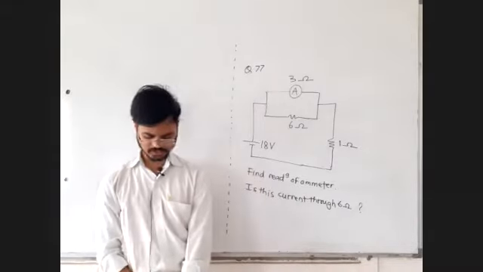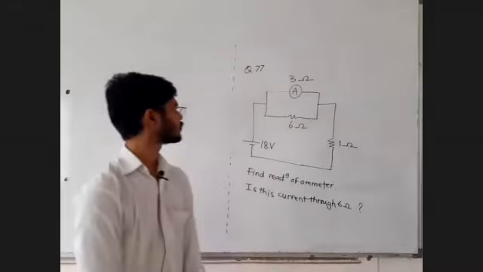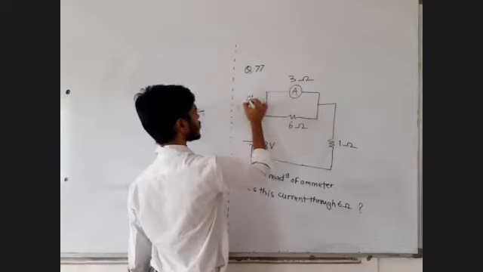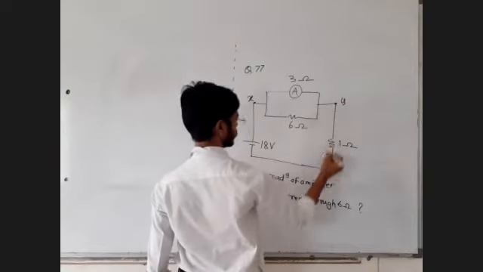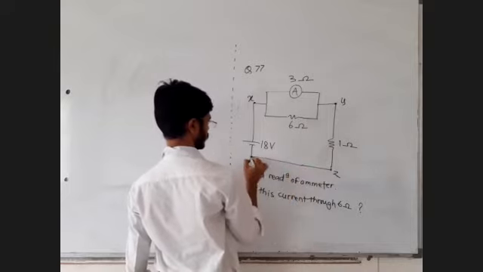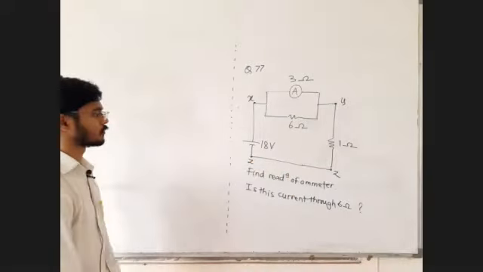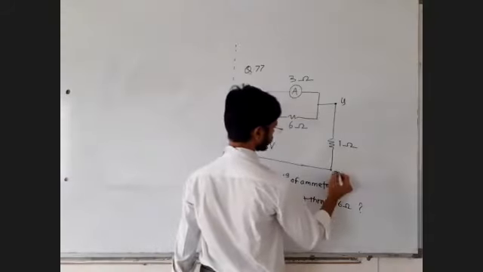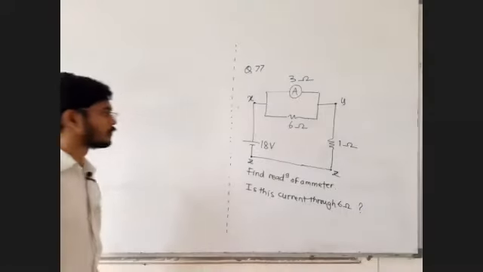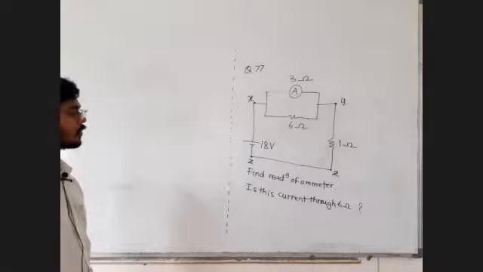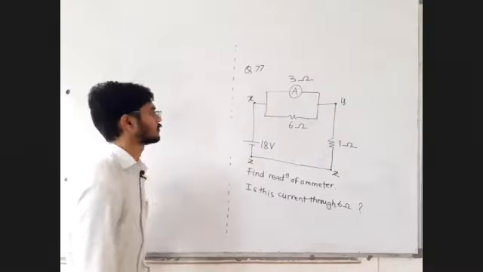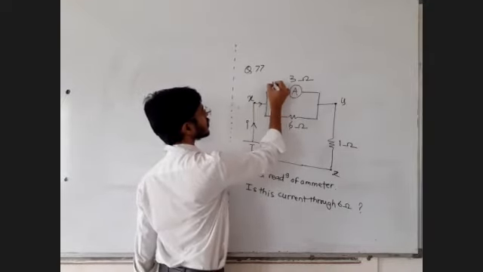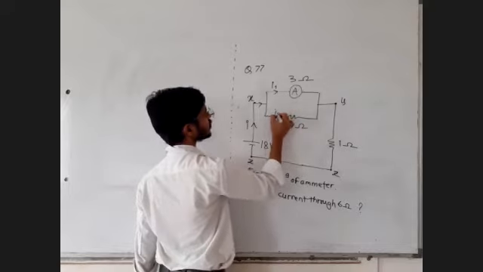Use current division principles or voltage division principles, whatever you want to use. You can call this point X, this Y, and this point Z. What is the reading of the ammeter? That is the current through the ammeter. You can assume this current as I, this current as I1, and this current as I2.